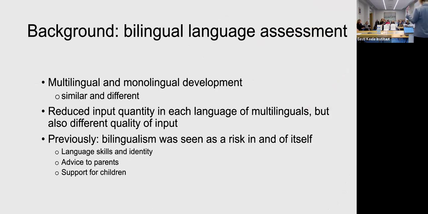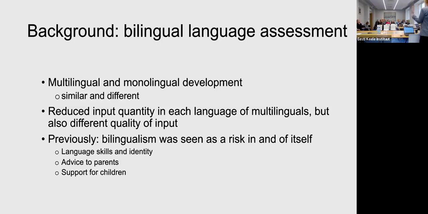Because people in the room are coming at this with different knowledge or different backgrounds in terms of this topic, I'll start very basically. So multilingual and monolingual language development is not two completely different stories. There are similarities. The milestones that children hit are mostly the same. They come in the same order, but there are differences too. So there may be differences in when children hit the milestones, and there's much more variability. And of course, the most important major difference across these two groups is that there's a very different amount of input that the children hear, or if you're looking at just one of their languages.